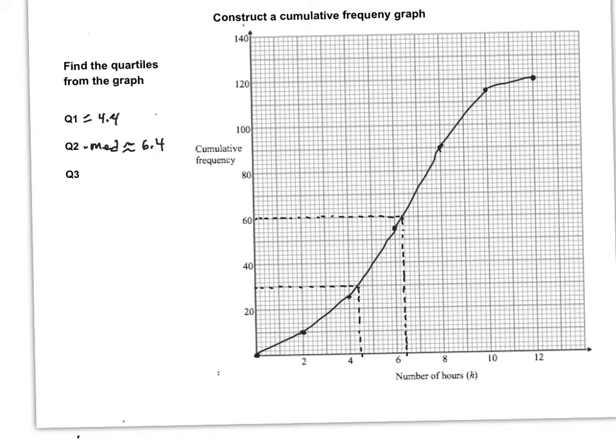So that means that 25% of students or children are using the computer less than 4.4 hours. So if I want to find the third quarter, I have to break the data values between 60 and 120 in half, and that's going to be at 90. That's halfway between the two. And I'm going to draw a dashed line over to here, and then where it intersects the graph, I'm going to draw a dashed line down.